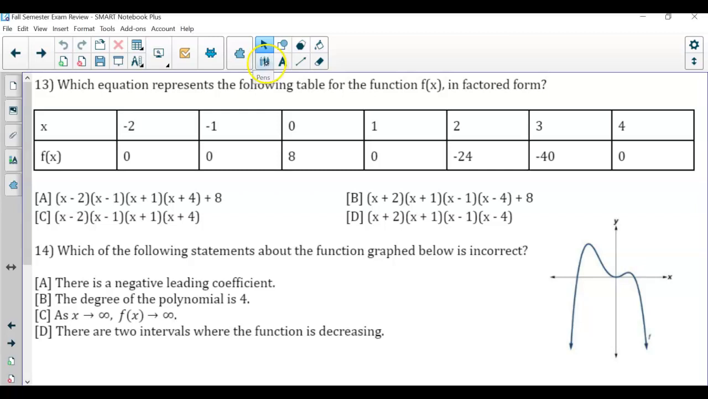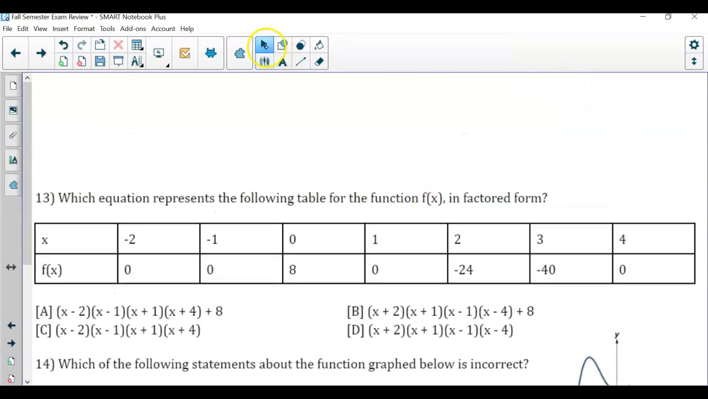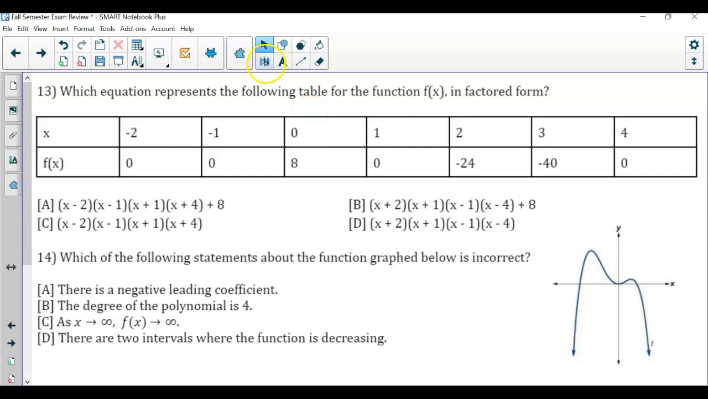In this video of our final exam review, I will be going over, sorry about that, guys. I will be starting at number 13 and going up through number 26. So in this video, I'm going from 13 to 26.